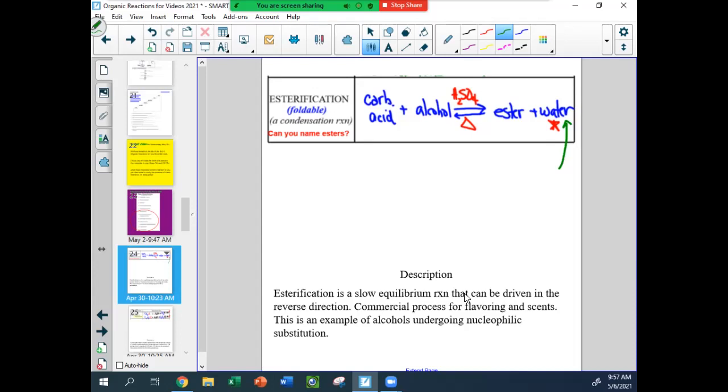Esterification is a slow equilibrium reaction that can be driven in the reverse reaction. This is a commercial process, and it makes all kinds of flavorings and scents. This is an example of alcohols undergoing nucleophilic substitution. You'll hear more about that in just a minute.